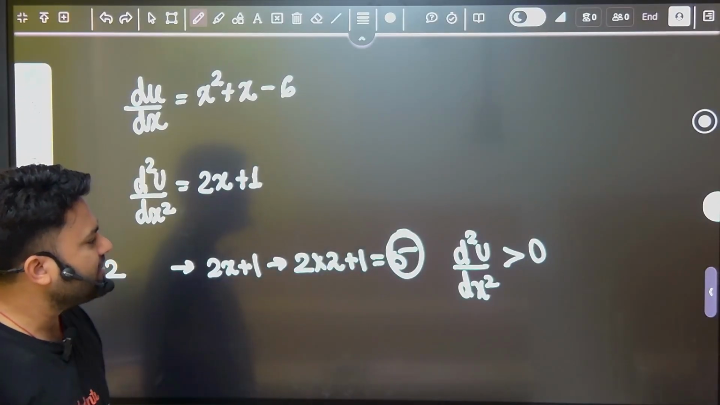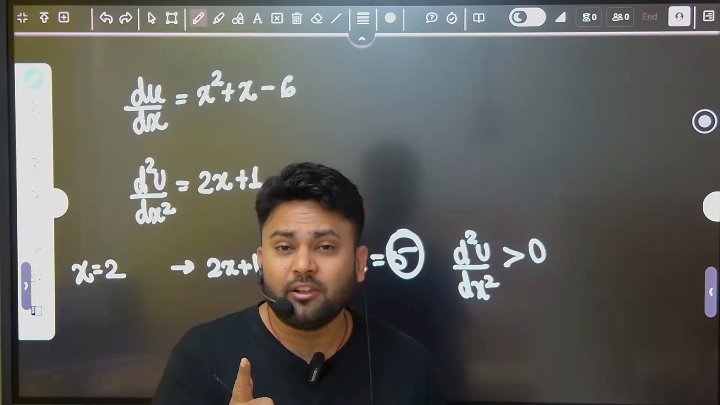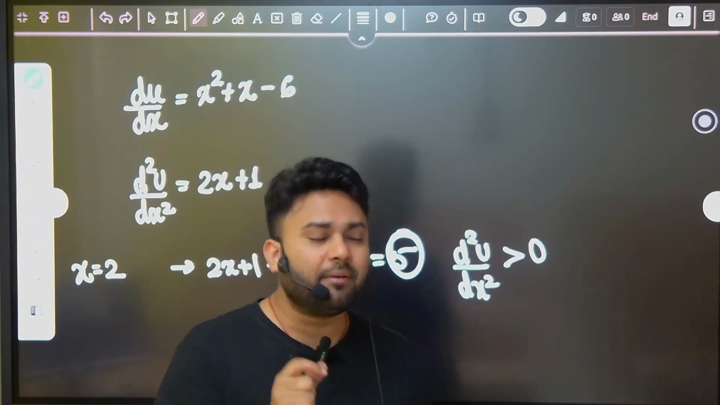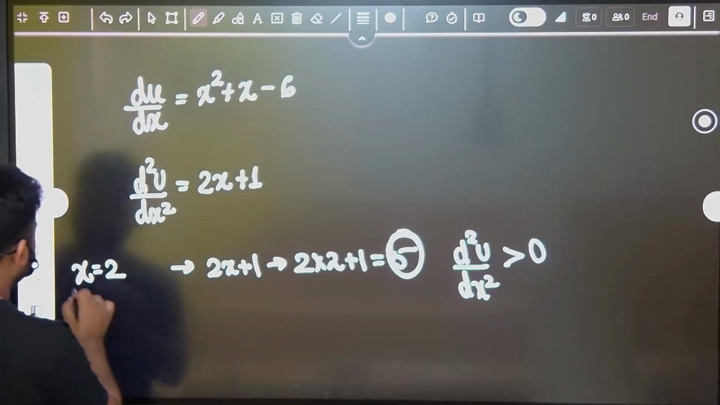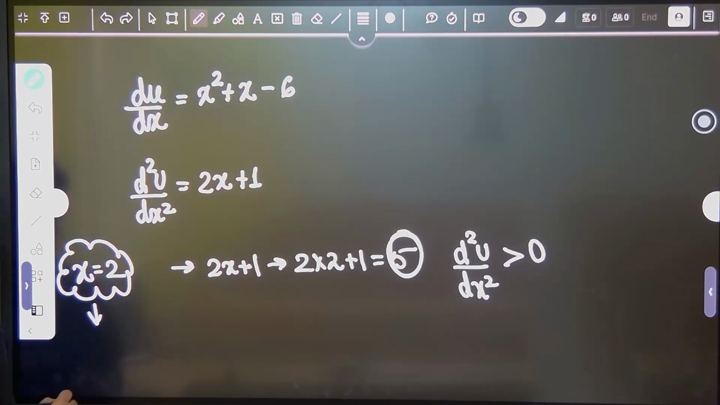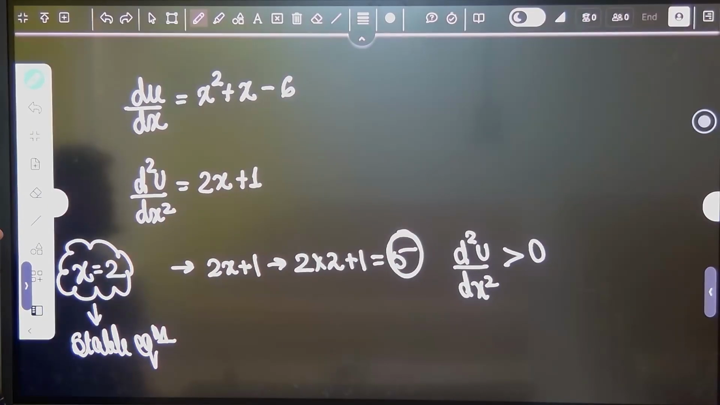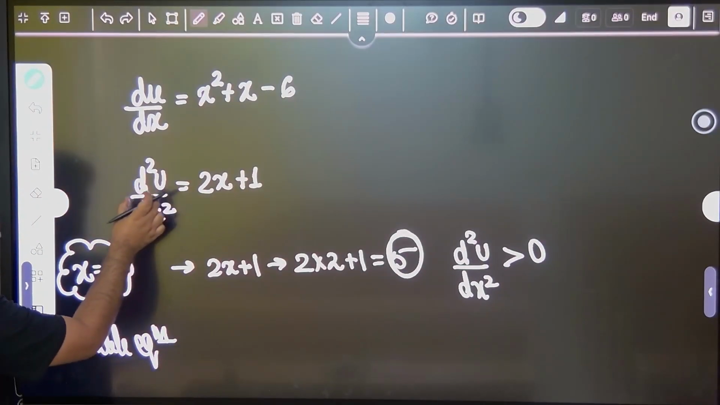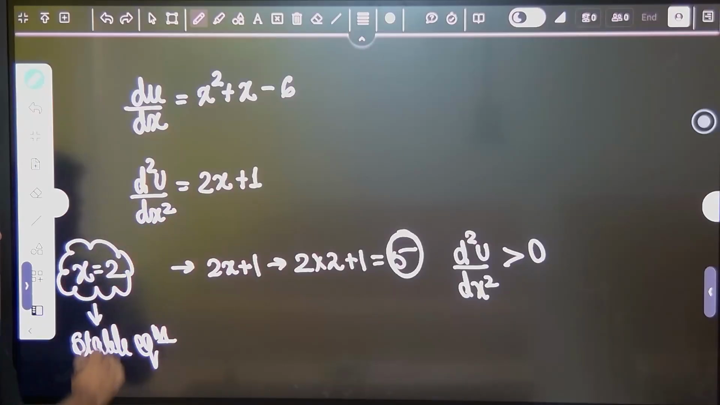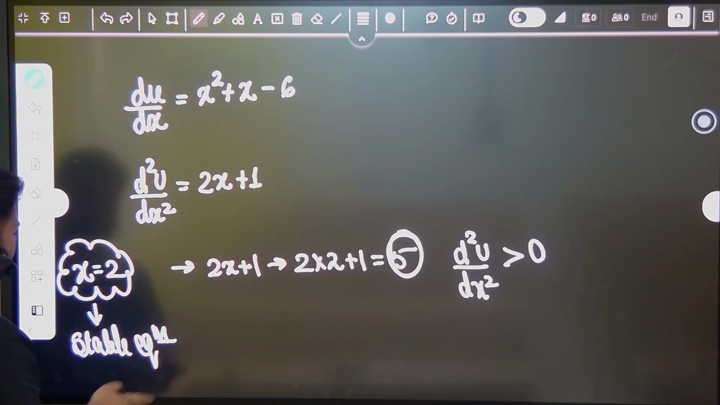If it is coming greater than 0, it is a point of stable equilibrium, that is minimum energy. Means x equals to 2 is a point of minimum energy. So here at this location you will get stable equilibrium. Stable equilibrium. Now d2u by dx square, you check the value for the other.